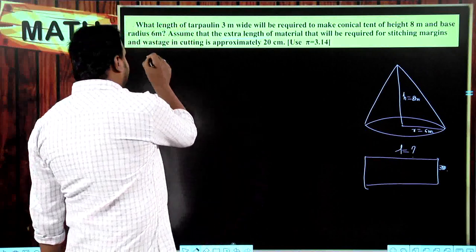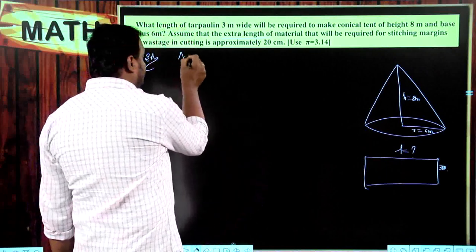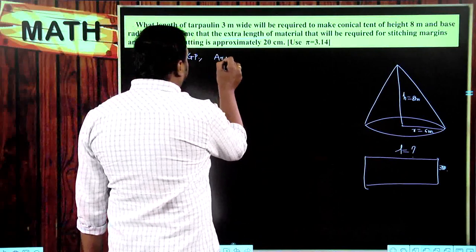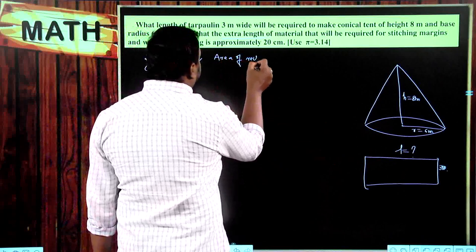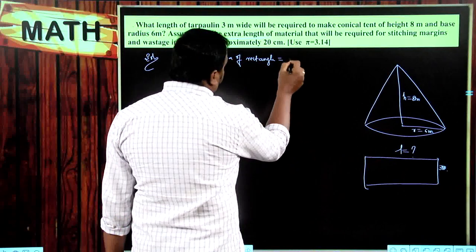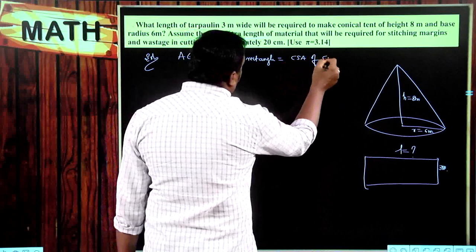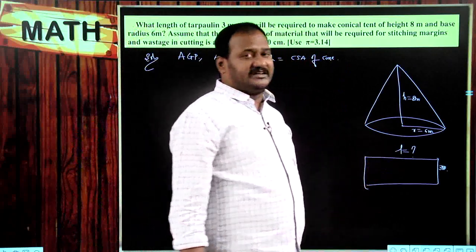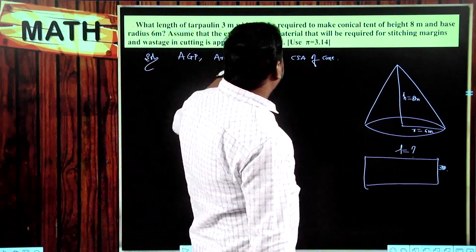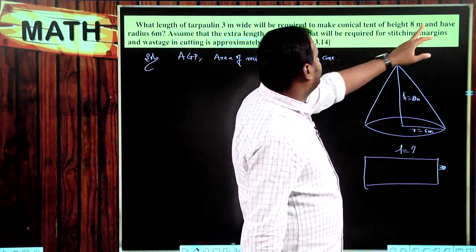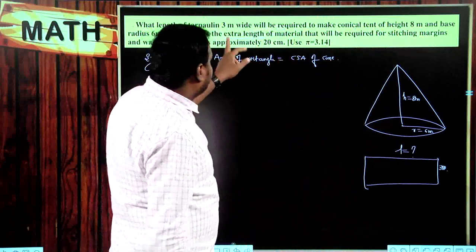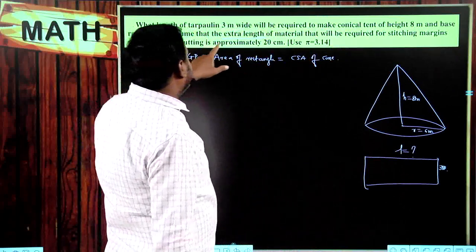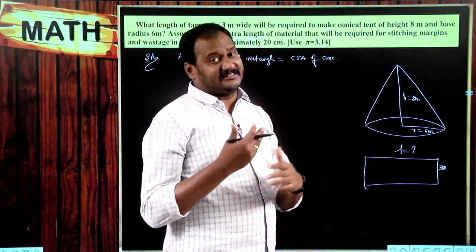So, as per the given problem, the area of the total cloth means area of rectangle is equal to curved surface area of cone. See here, this length we will definitely find, and the problem given is to make the conical tent of 8 centimeters and base radius, assuming that the extra length of material that will be required for stitching margins and wastes in cutting is approximately 20 centimeters, that is extra length of the cloth required.